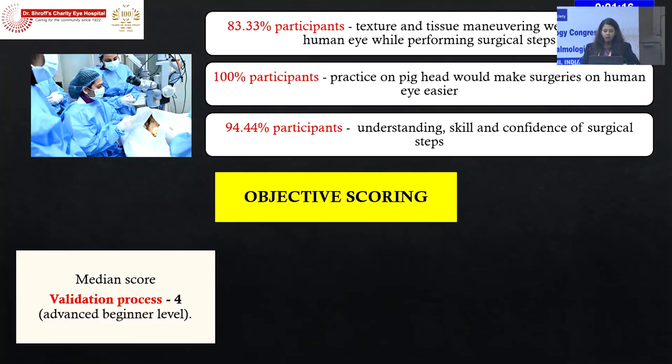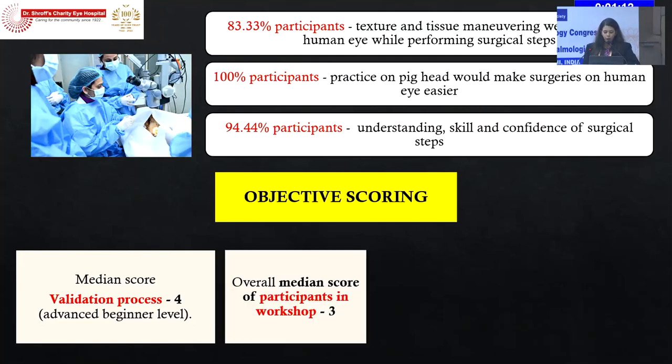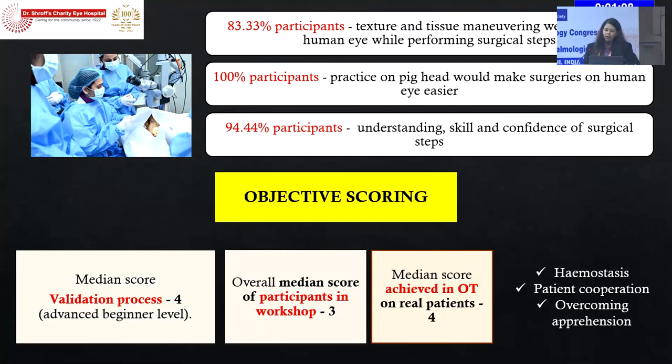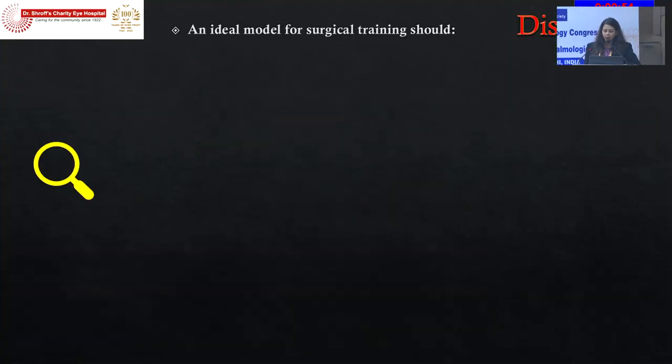For the objective scoring, that is the rubric, in the validation process, we achieved a score of 4. For the participants, it was about 3. And when it was taken in the OT, it was 4 again. So this helped when the participants actually performed these surgeries on the patient. They could focus more on points like hemostasis, patient cooperation, and they could overcome the apprehension.